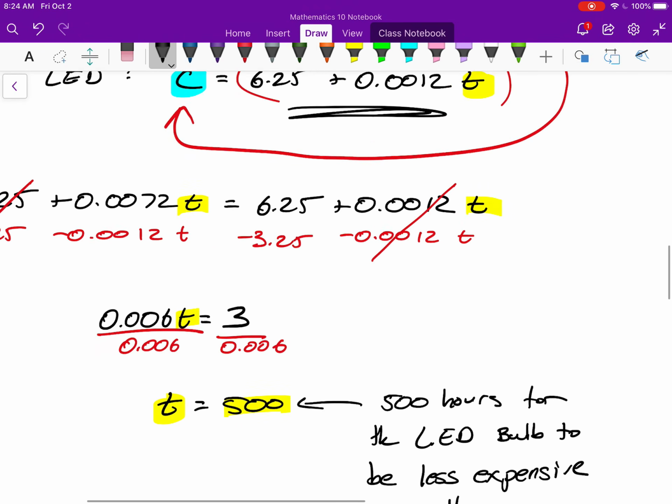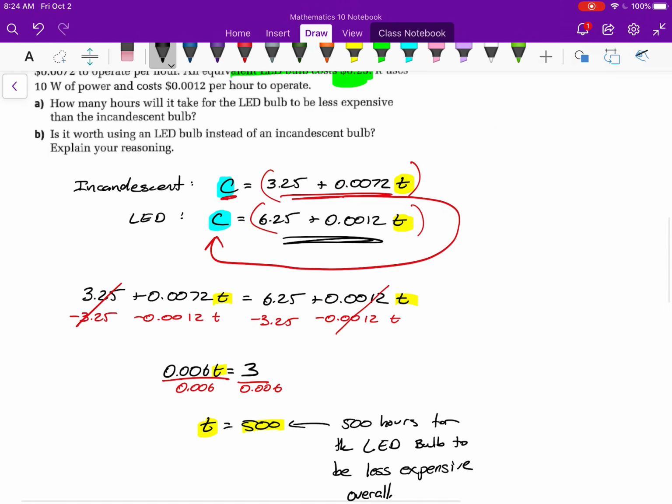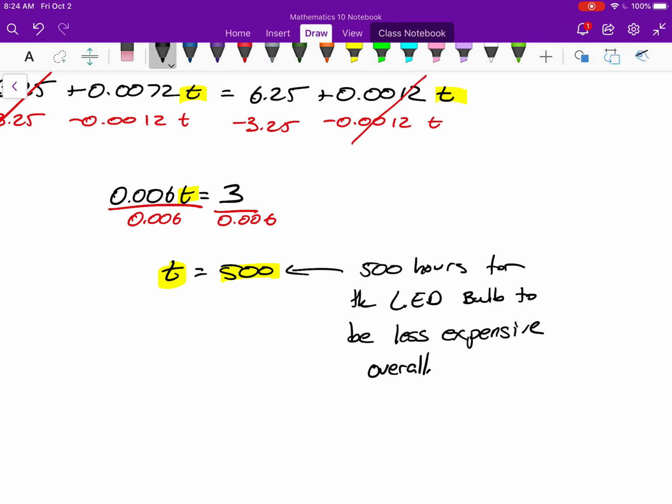So the last question asks, is it worth using an LED bulb? Well, it depends how often you're going to use the bulb. Very clearly, if you use a bulb more than 500 hours in total, yeah, the LED is a better deal. And honestly, 500 hours is not a lot. If you had a bulb on for half a day, 500 divided by 12 for 12 hours, is about 42, which means after about 42 days, the LED would be cheaper. But really, it depends on how much you're using it.